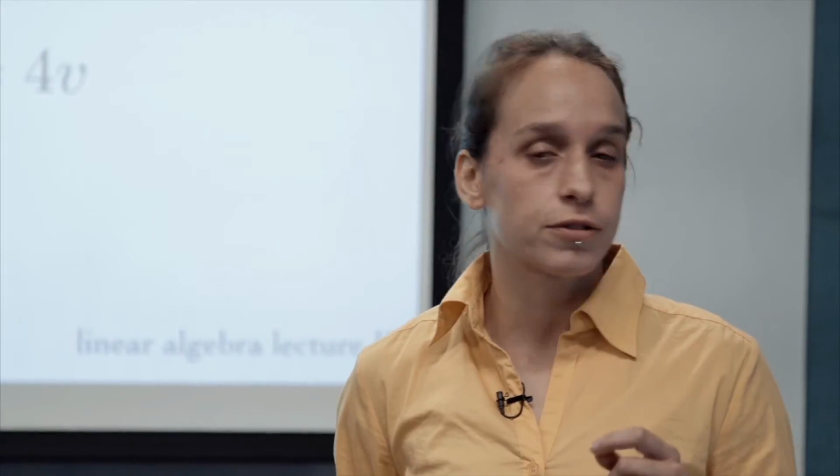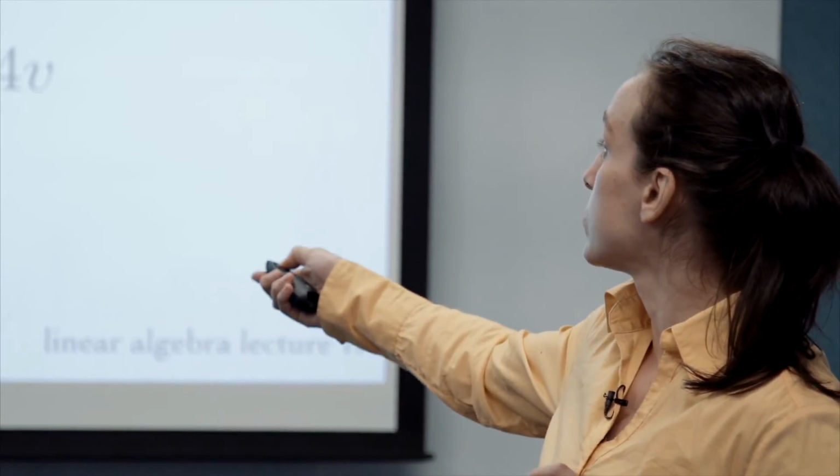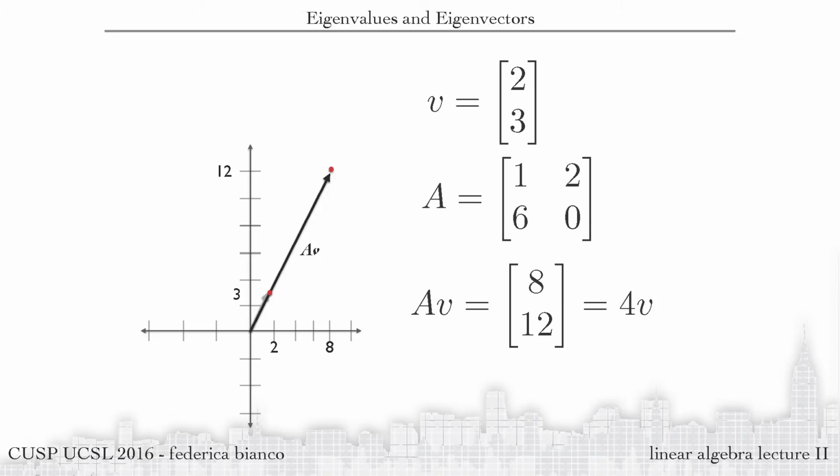Let's consider a different matrix, but the same vector. Let's consider this matrix, which is 1, 2, 6, and 0. So let's see what happens when we apply this particular matrix to that vector. We're going to multiply the first row by the vector, so 1 times 2 plus 2 times 3, and the second row by the vector, so 6 times 2, and 0 times 3. So we obtain 8 and 12.